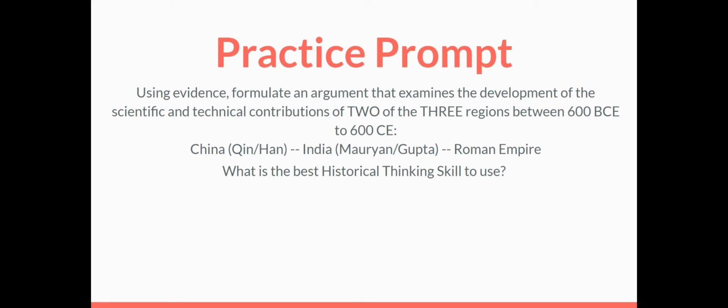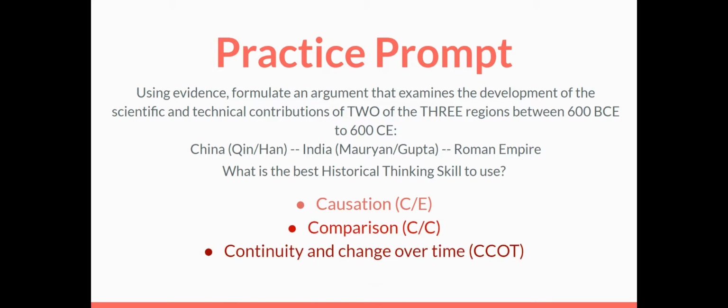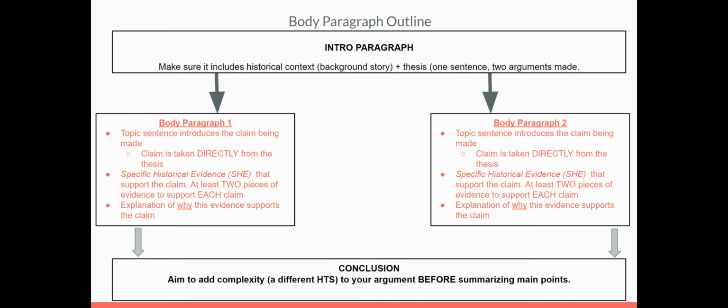So what do you think is the best historical thinking skill to use? Causation, comparison, or the CCOT. So for this essay, I'm using comparison. So how do we actually create the body paragraph?